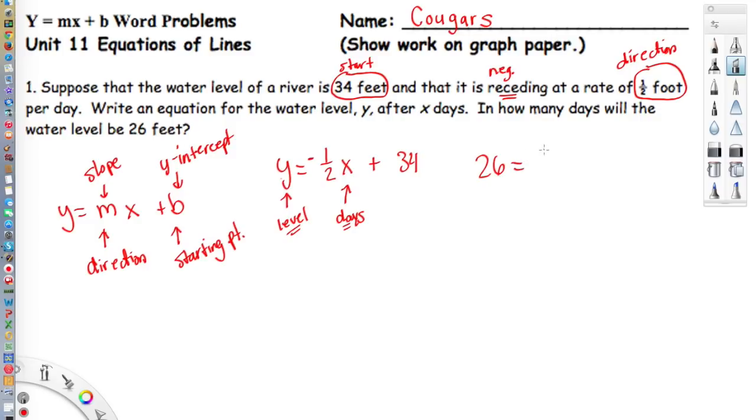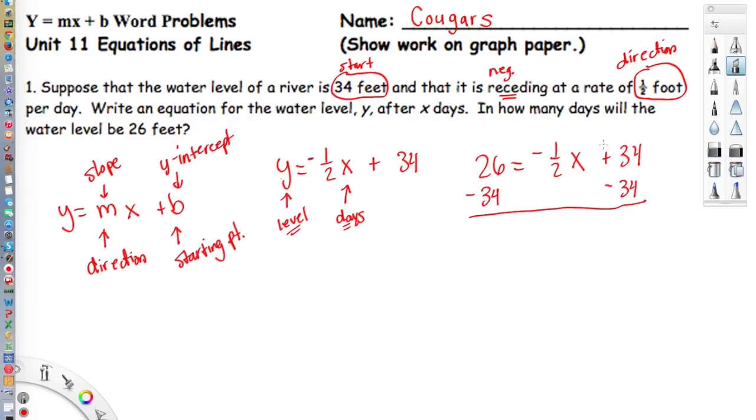In how many days? So they gave us the value for y, which is 26 feet. We know the slope is negative 1/2. What we don't know is what x is equal to, and our starting point is 34. So it's starting at 34. It's going down a half foot, or we're subtracting half a foot every day, which is our x variable, and we want to know when it will get to 26 feet. Well, the first thing I need to do is this is a multi-step equation, so I'm going to subtract 34 from both sides. I want to isolate x, and that's the first step.